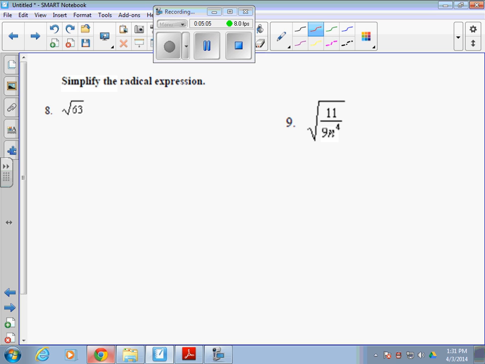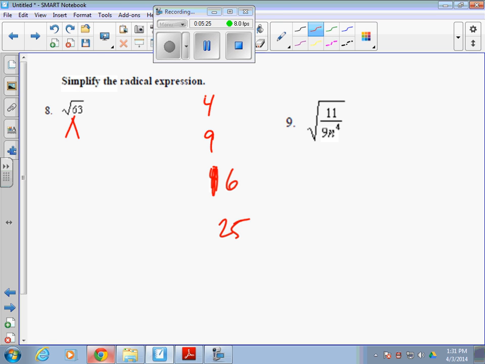Number 8 asks you for the radical to simplify 63. 63 is not a perfect square. Had it said 64, we could just put the number 8, but it didn't. So we need to use one of our perfect squares. 2 times 2, 3 times 3, 4 times 4, 16, 5 times 5, all of those numbers. Which one can I multiply by?